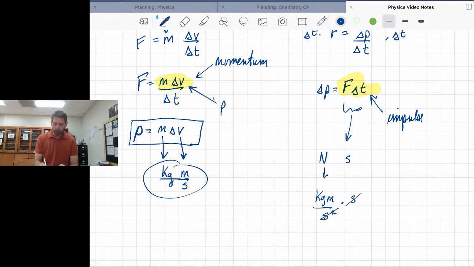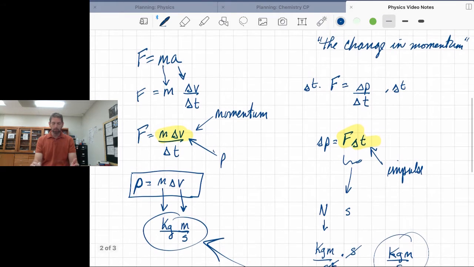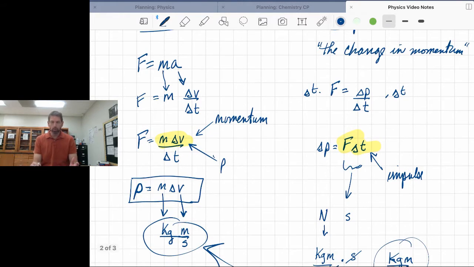So you can see that a seconds unit is going to cancel out, and we're going to be left with kilogram meters per second, which is the exact same that we had over here. And it makes sense, since impulse is a change in the momentum. It makes sense that they would have the exact same unit. All right. So there is the basics between momentum and impulse. Now we're just going to apply it to something that kind of makes some sense. Let's take a look.